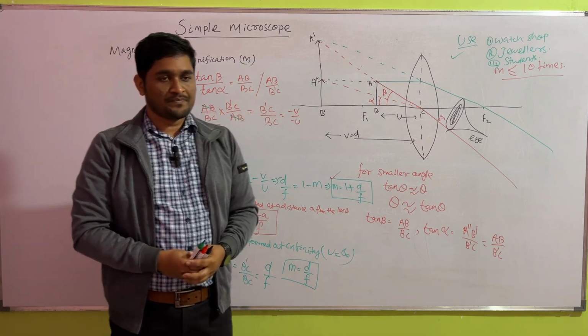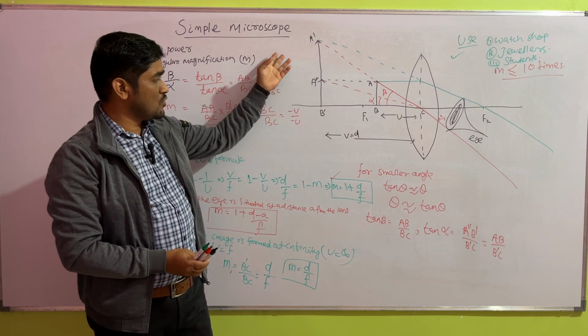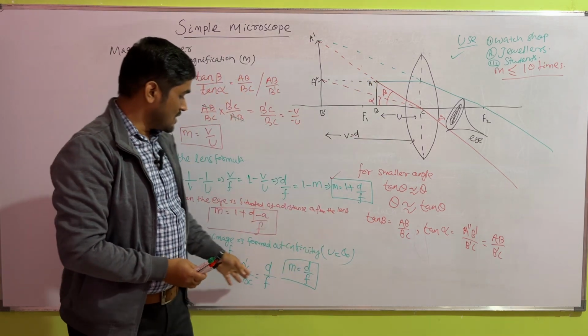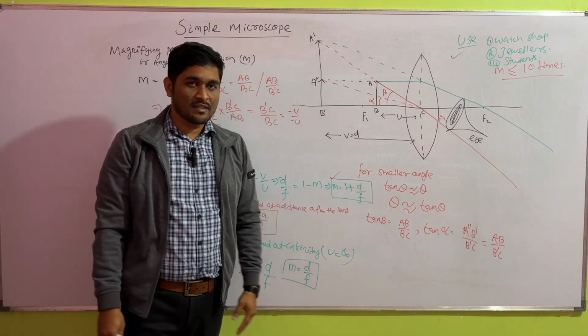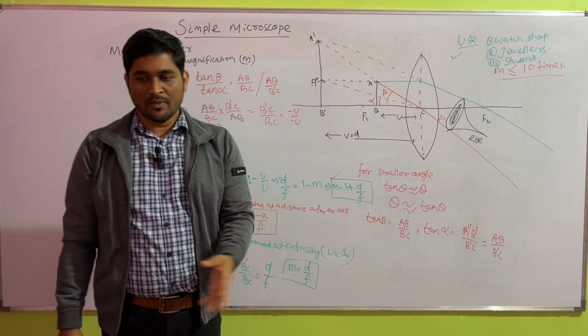Compound microscope. Clear? So this is all about the simple microscope, the derivation for magnifying power or angular magnification, and uses. Important, you have to remember and note down.